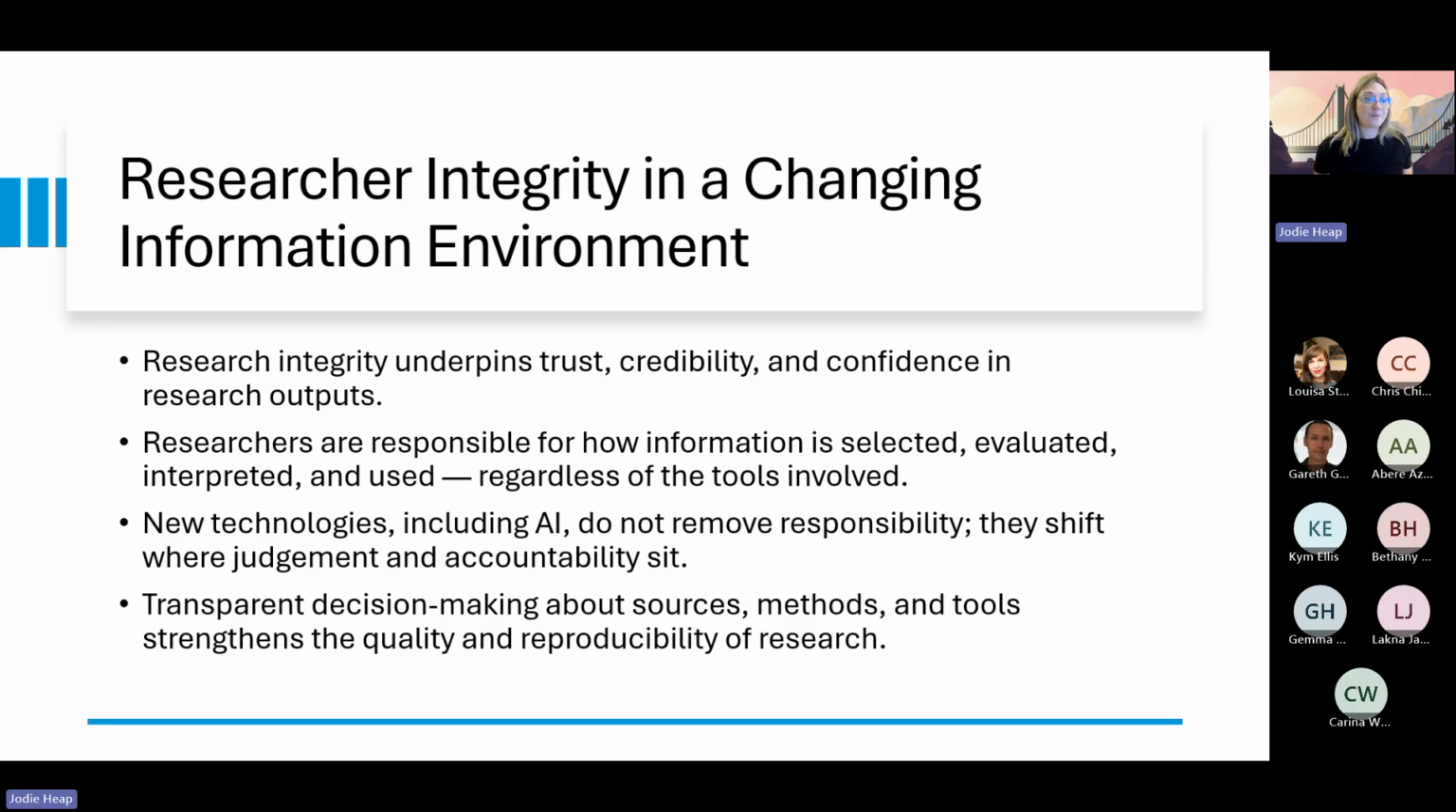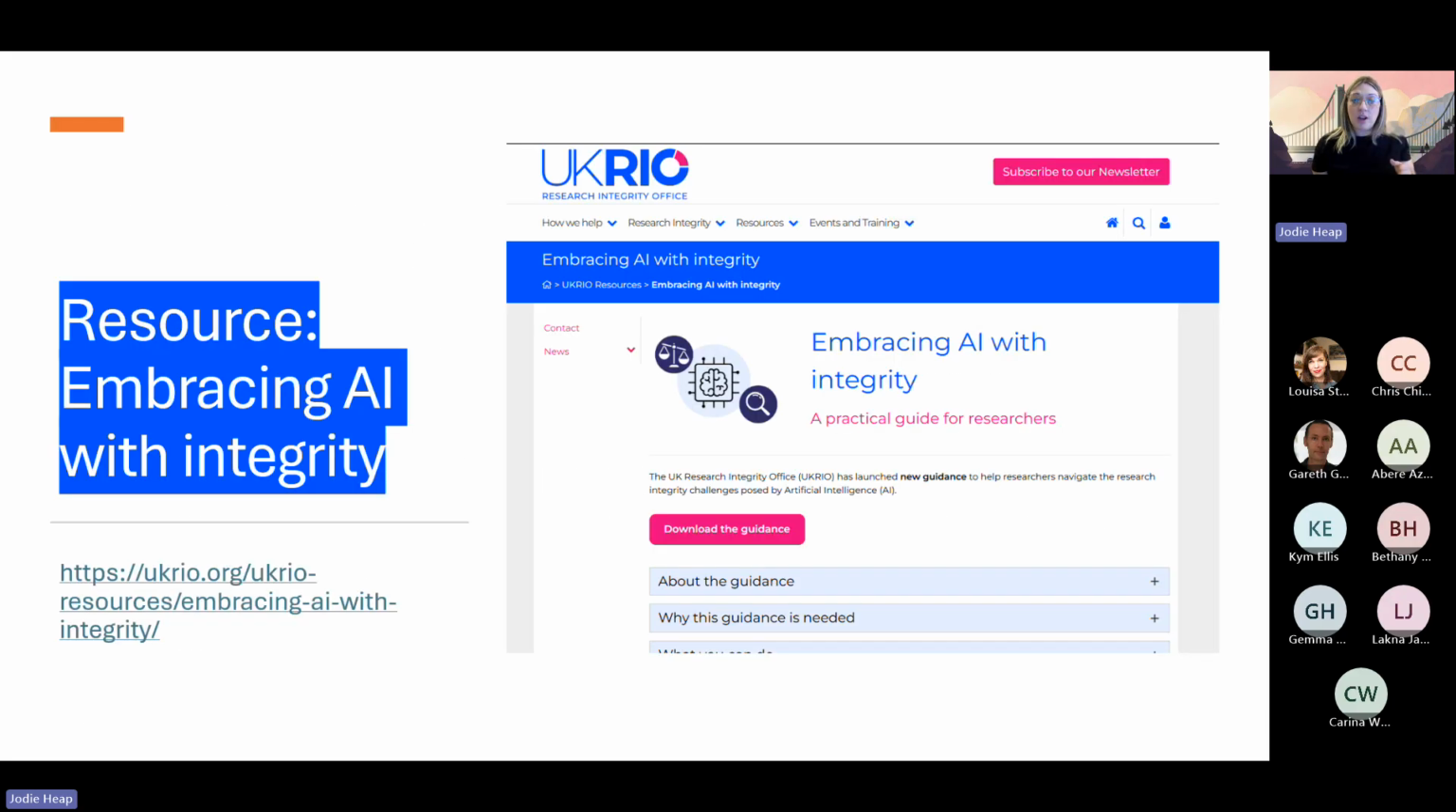at the moment. I do want to highlight there is a really nice resource called Embracing AI with Integrity from the UKRIO, and the link is there. If you just Google it, it will come up. So I can highly recommend, if you have some more questions that you would like to investigate about how we can embrace and engage with AI and still maintain our integrity as researchers. It's a really nice one.